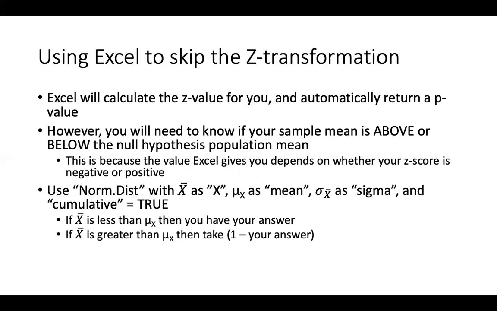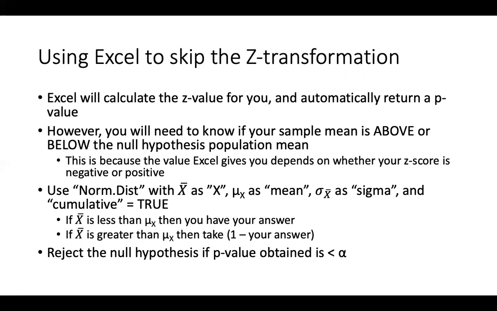If X bar is less than mu sub X, you can use regular norm dist. Norm dist asks you for 4 things: the X value of interest, the mean, sigma, and that cumulative component. And it turns out we can sub in things that we know for those. And we get our answer. If X bar is below mu, we can use norm dist directly. If X bar is greater than mu, we have to do what we practiced in chapter 9 a little bit. You have to take 1 minus that. So let's take a look at some examples for this.